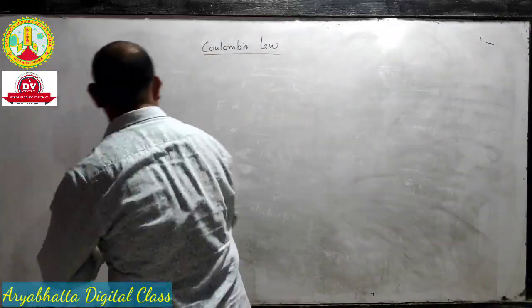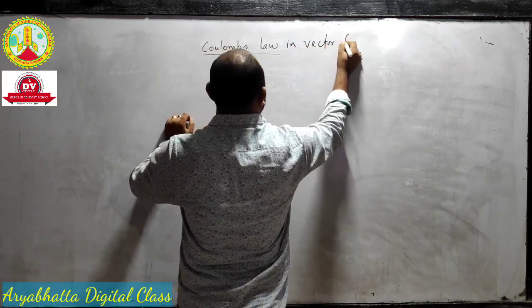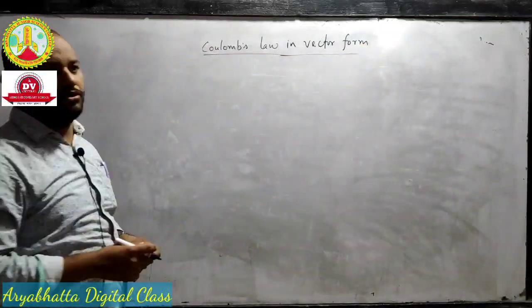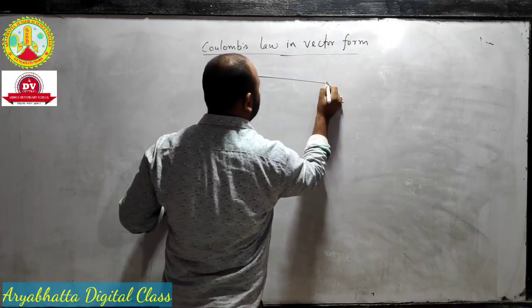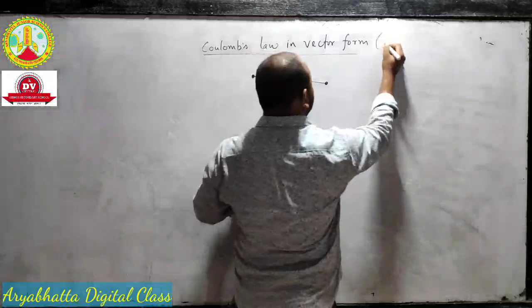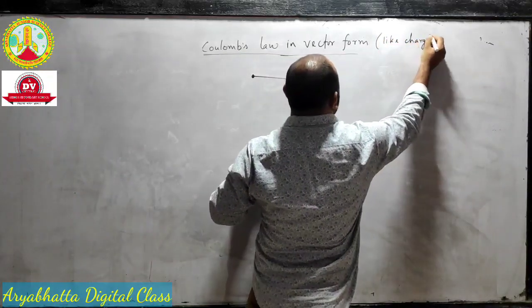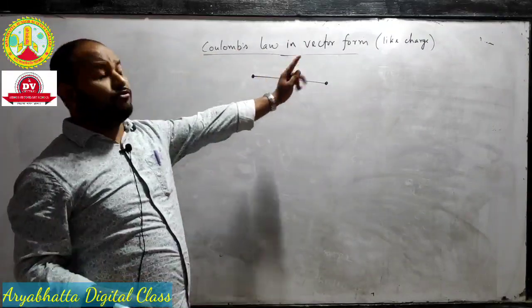Coulomb's law in vector form. For this, consider two positive charges. This is Coulomb's law in vector form for like charges. For like charges, that means I consider two positive or two negative charges.